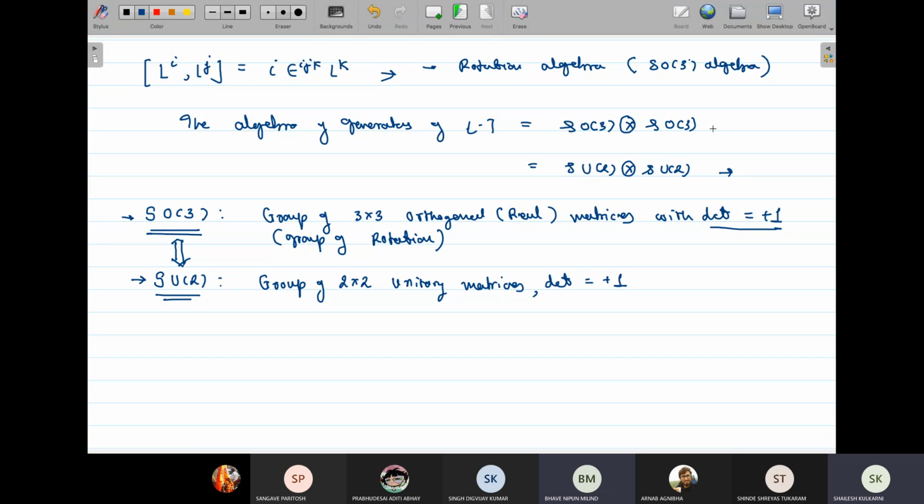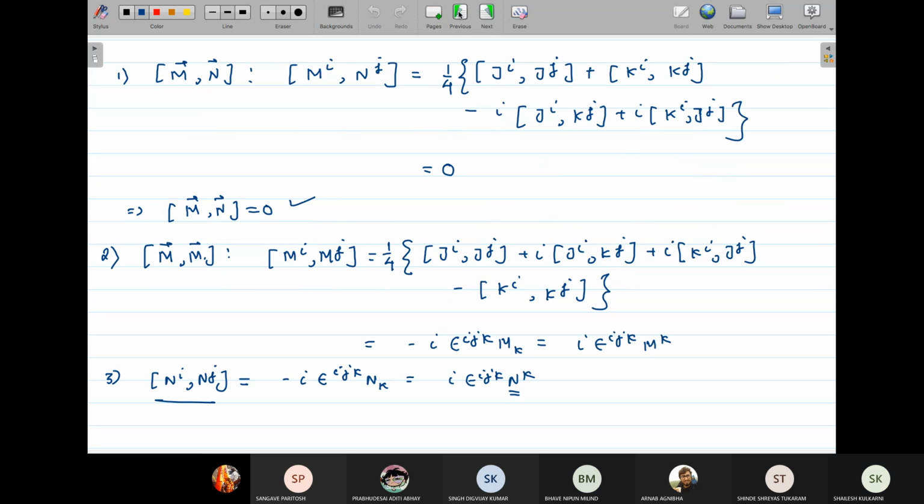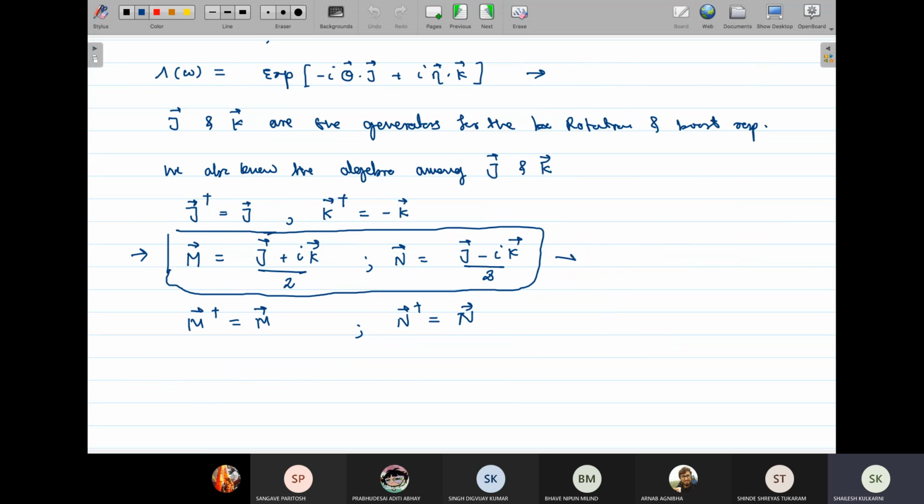Sir, where will we use these M and N matrices, if the operators are based on J and K? The question is where I will use this M and N. The point is that M and N are not defined arbitrarily. They are defined through this relation. So if I know J and K, I know M and N. But why did I do this? Because I can see that the algebra of Lorentz generators can now be seen as made up of two SO3 algebras.